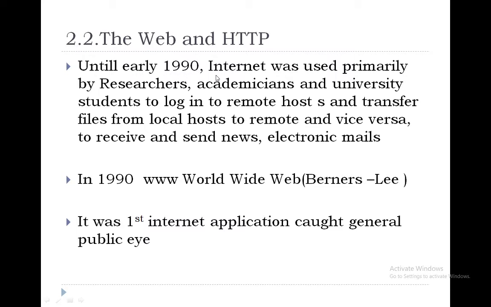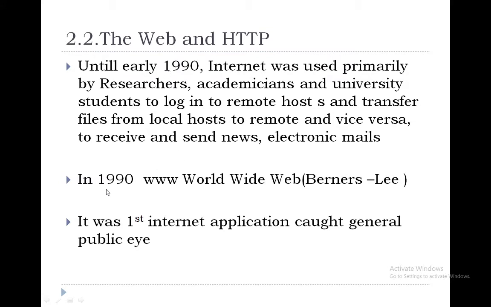Until the early 1990s, the internet was used primarily by researchers, academicians, and university students. They were using it among themselves just to send files, news, and electronic mails. They used it between a local host and a remote host and vice versa.